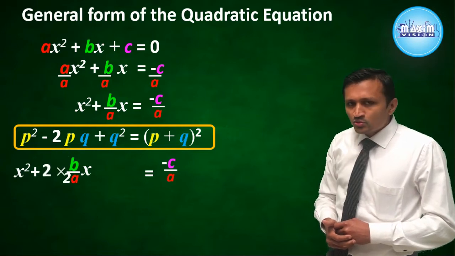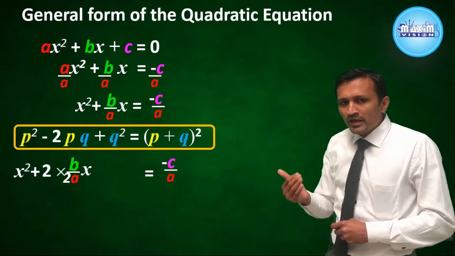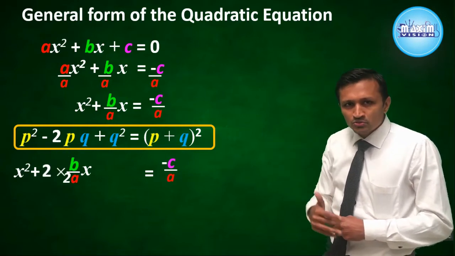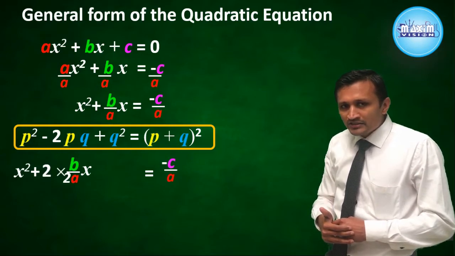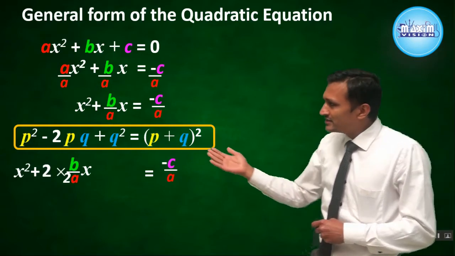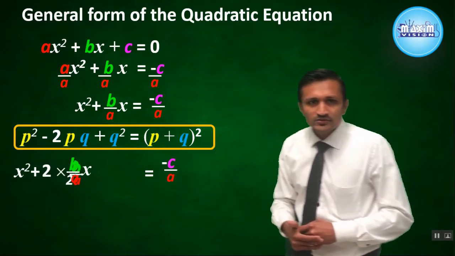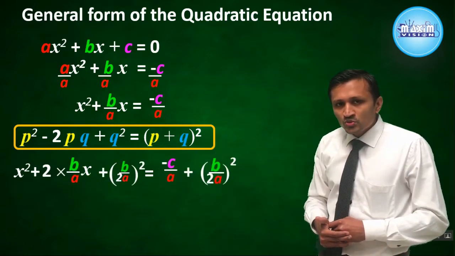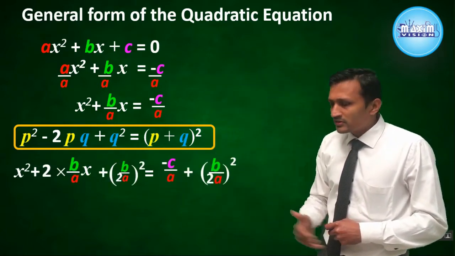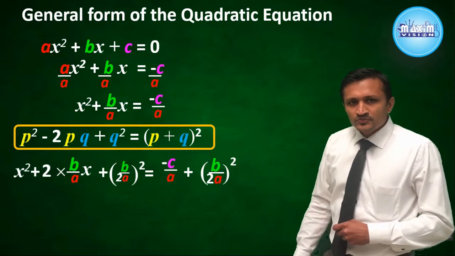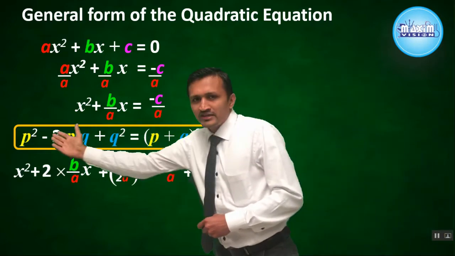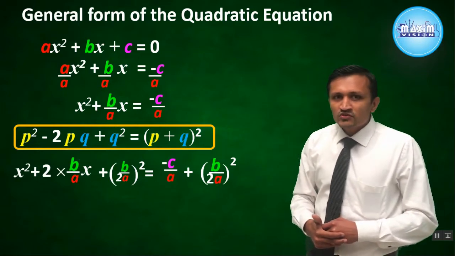Multiply by 2 and divide by 2, and the short term is to arrange the left hand side as a second power, that is (b over 2a) whole second power, which is given to both sides. Then the left hand side is an arrangement of the expansion of a binomial expression.